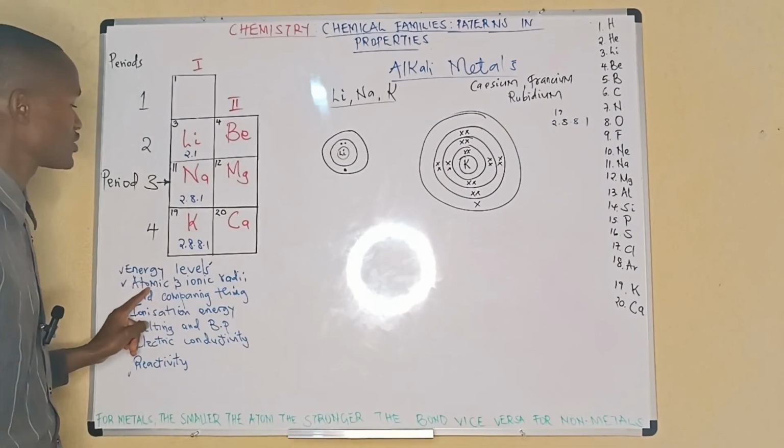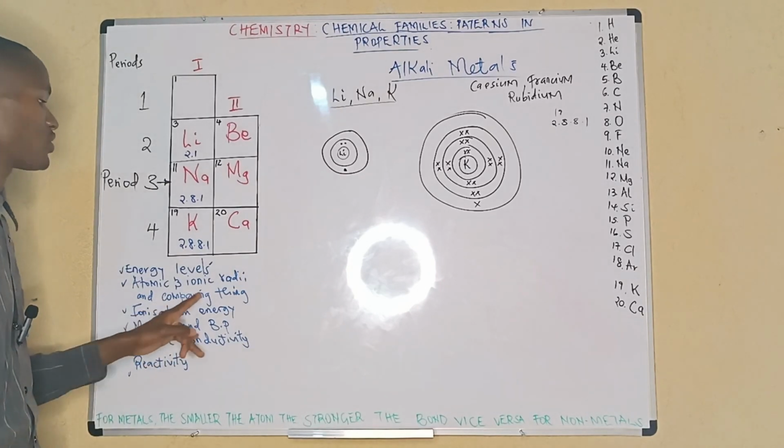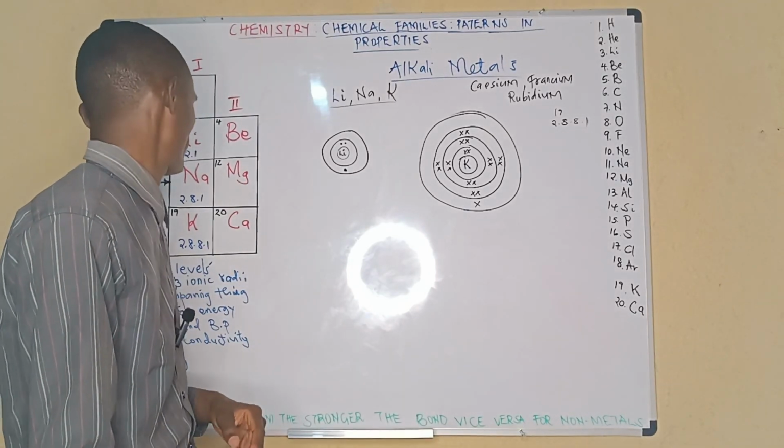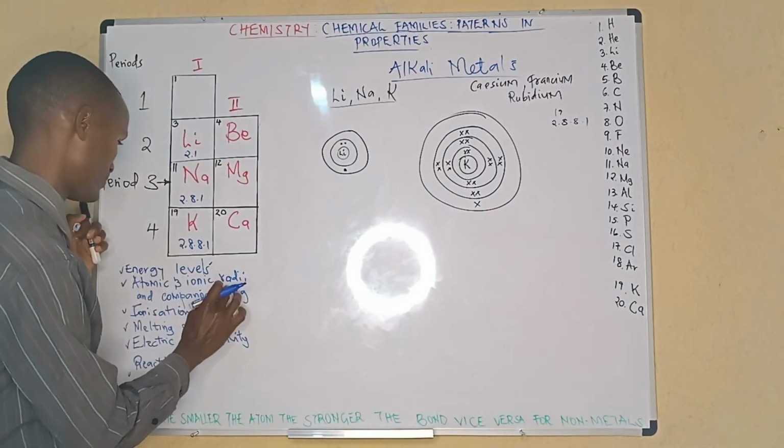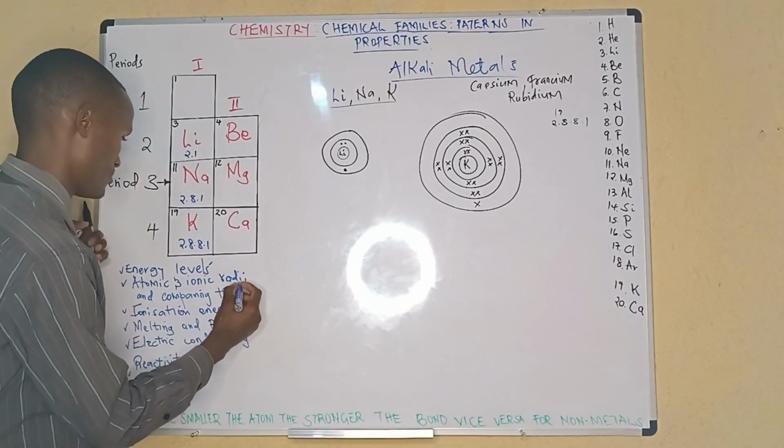Done. Next, the atomic and ionic radii and comparing them. So, the atomic and ionic radii. This was the name.